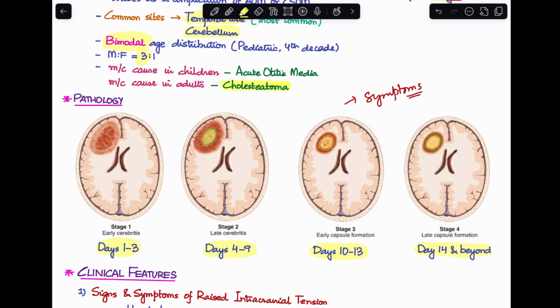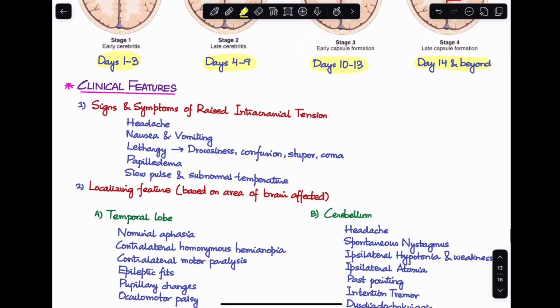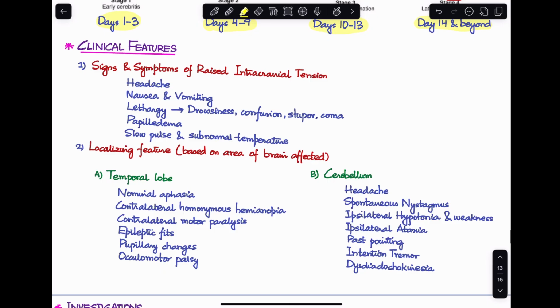Now we'll have to divide clinical features into 2 parts. One is the symptoms that you will be seeing as a result of raised intracranial tension, and second is a localizing feature that we'll see depending on which site of the brain is affected in this case. First of all, because of raised intracranial tension, we have already studied all of this in the previous topics, the common symptoms are headache, nausea, vomiting, lethargy, papilledema, slow pulse, subnormal temperature.